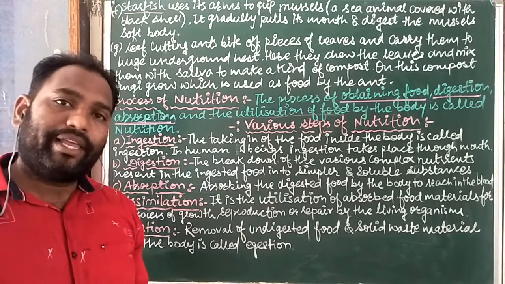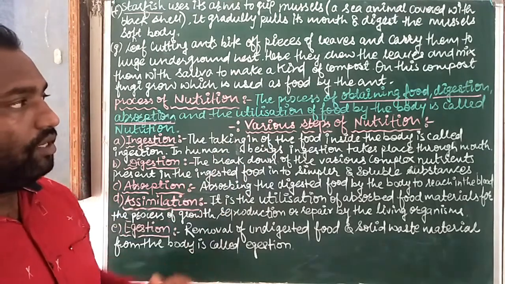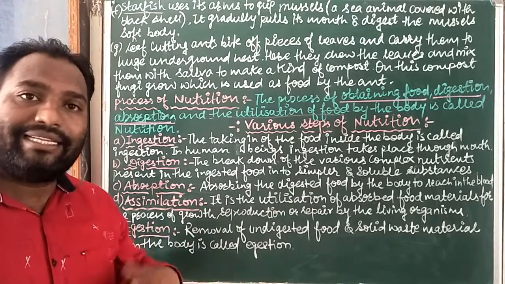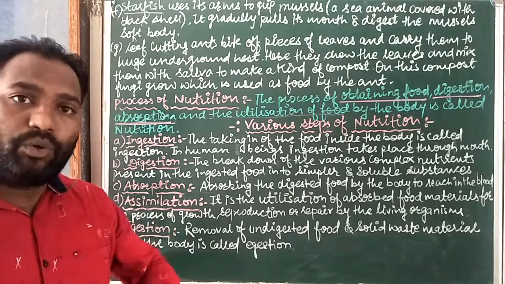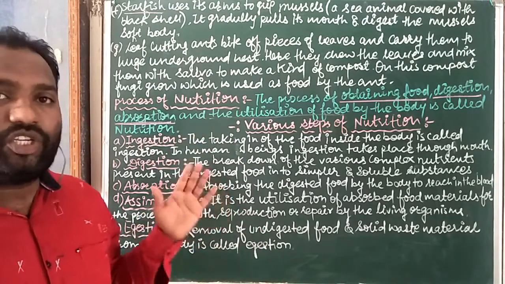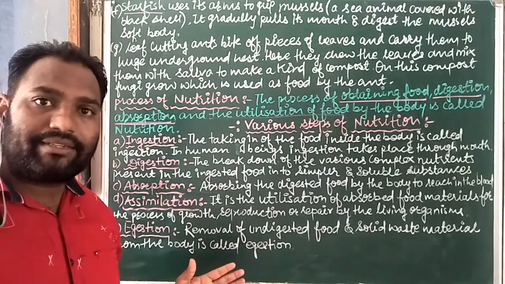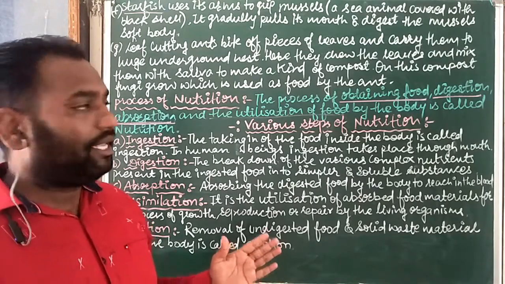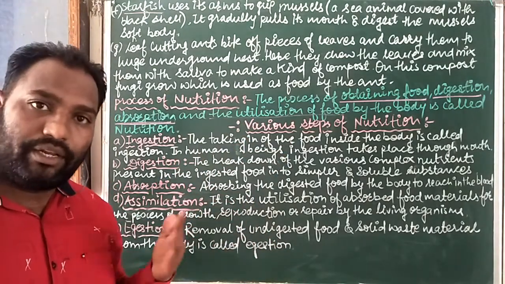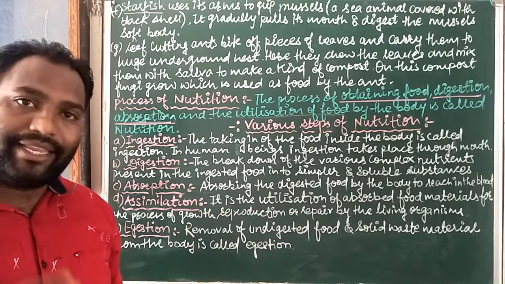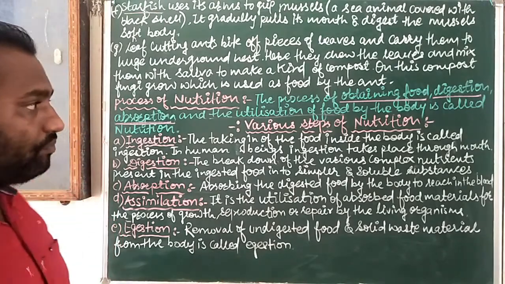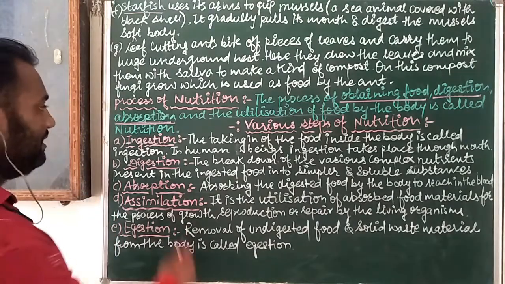What are the various steps in nutrition? When the food is available, we have to take it inside, digest it, absorb it, and then exit it. These steps differ in each animal because feeding habits are different, and different types of animals need different types of nutrients. So first is ingestion.